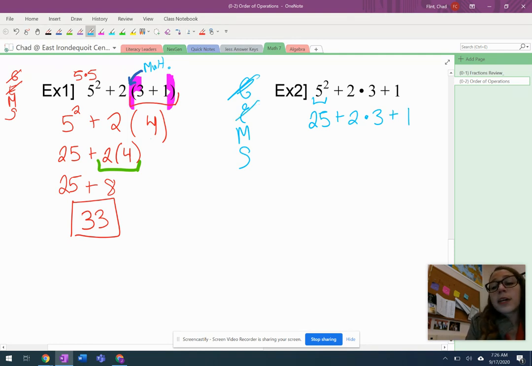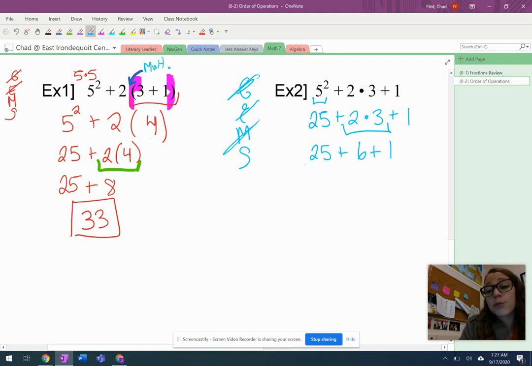So M, multiplication or division. And I do have a little bit of multiplication to do right here, that 2 times 3. Carry my 25, plus 2 times 3 is 6. Carry down that plus 1. So I'm done with multiplication and division because there was nothing else to do.